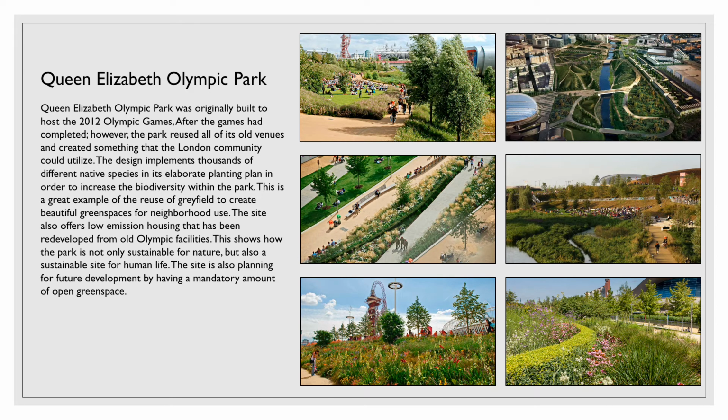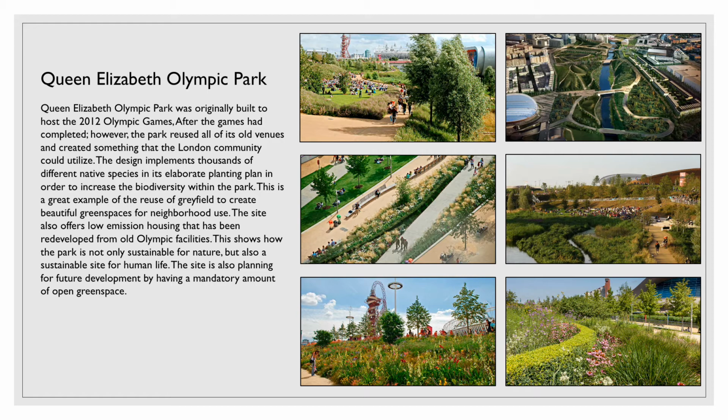Queen Elizabeth Olympic Park was originally built to host the 2012 Olympic Games. After the Games had completed, however, the park reused all of its old venues and created something that the London community could utilize. The design implements thousands of different native species in its elaborate planting plan in order to increase the biodiversity within the park.